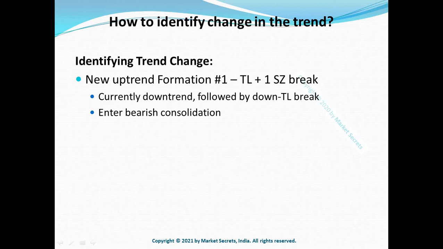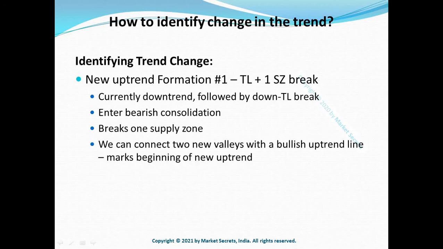Price goes up, and furthermore at least one supply zone has been taken out after that. In the process of doing it, price forms a new valley, and if we can connect the two new valleys with a bullish uptrend line, then the time frame will now be in uptrend. The difference between bearish consolidation and an uptrend is the possibility to connect two valleys where the second leg of the second valley makes a higher high than the first valley's second leg.